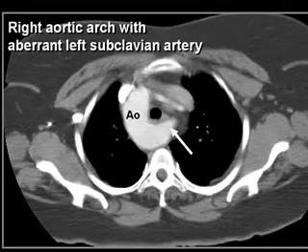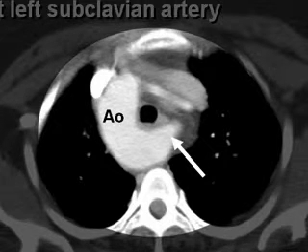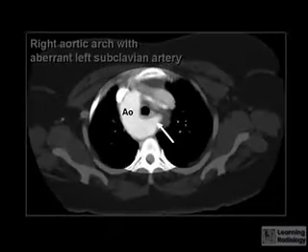This is a right aortic arch with an aberrant left subclavian artery. You can see that the aorta, which is labeled AO, is to the right of the trachea, and passing behind the trachea and the esophagus is an aberrant vessel, indicated by the white arrow, which is crossing to the other side of the body. That represents the aberrant left subclavian artery.